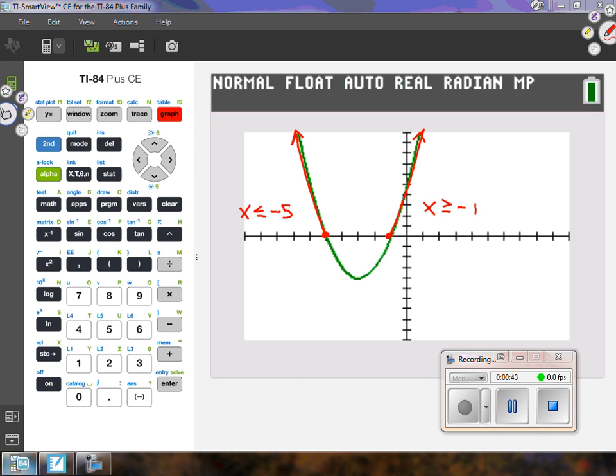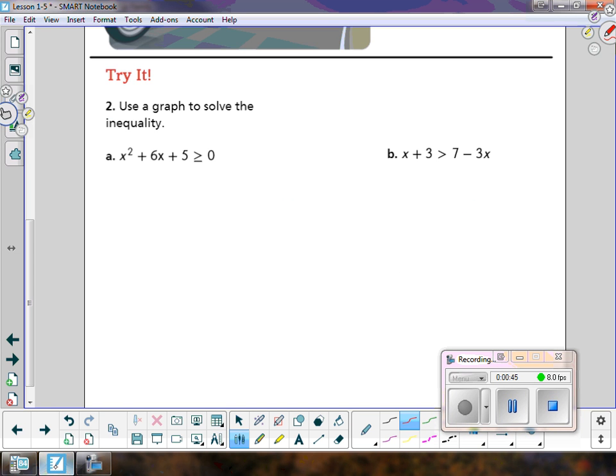A couple kids today wondered how we might solve something like this algebraically. Similar to part B, I added 3x to both sides, and then take away 3 from both sides. And then when you divide both sides by 4, you could see that that's when x is greater than 1. That's pretty straightforward. You're just adding and subtracting and keeping the inequality going the same way.